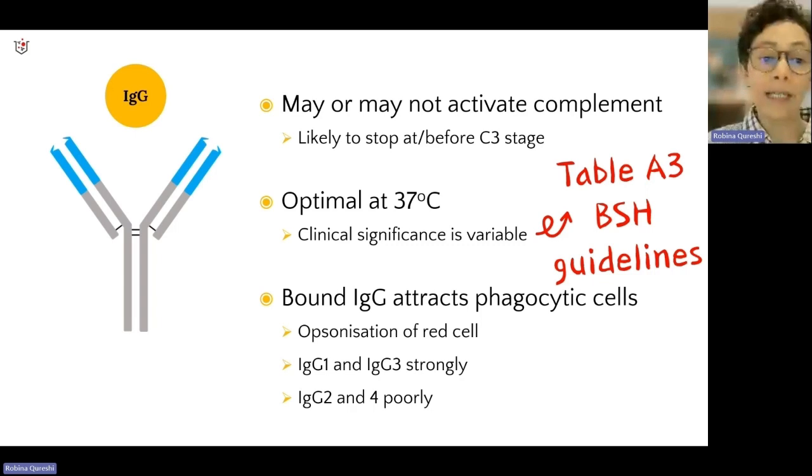Okay, so what bound IgG does is it attracts phagocytic cells. It opsonizes the red cell to become very attractive to macrophages. They'll come along and they'll taste it and they think, yummy, I need to do something about this. And then we've talked about IgG and IgG1. So they're actually the ones that do the most damage. They're very, very attractive to macrophages, whereas 2 and 4 are not so attractive, if at all, to macrophage activity. Okay.